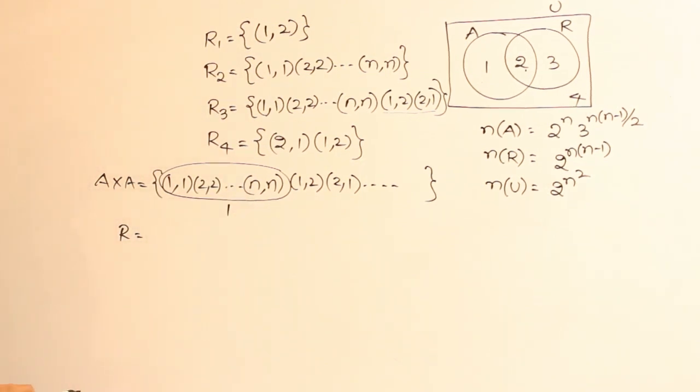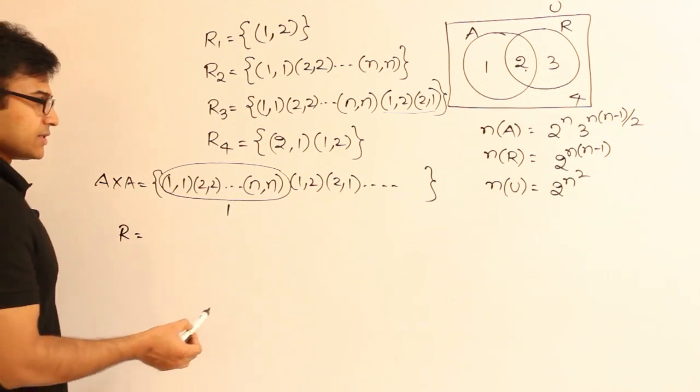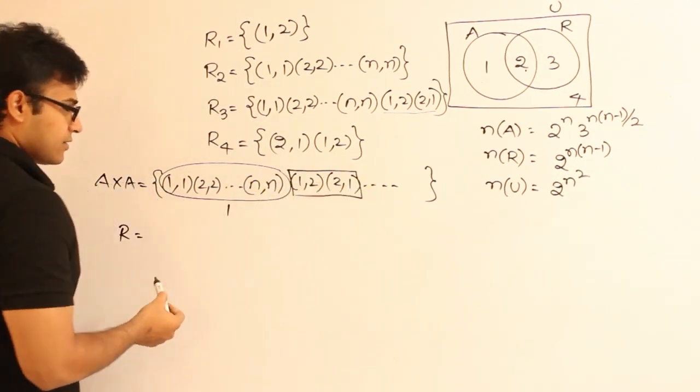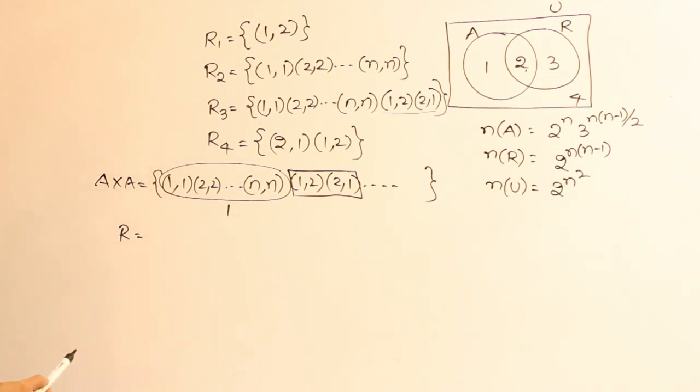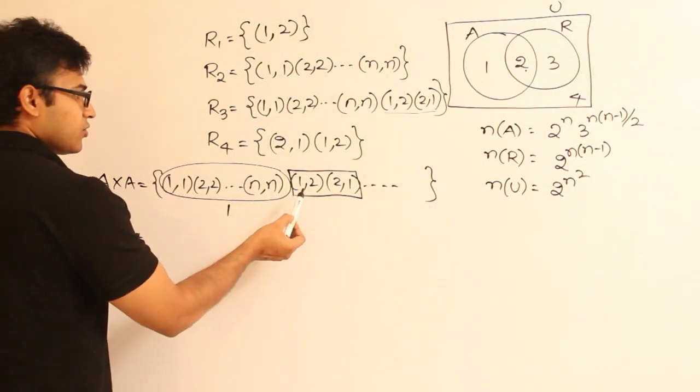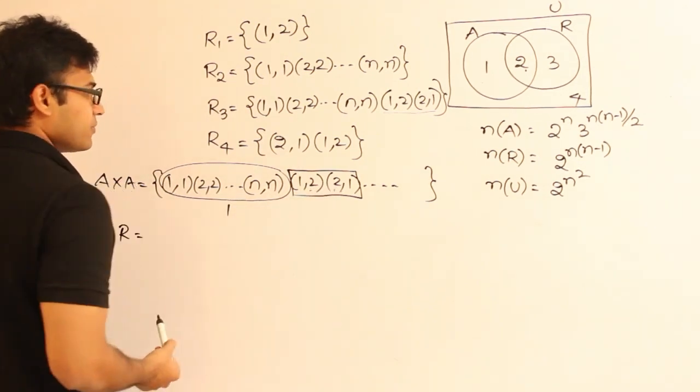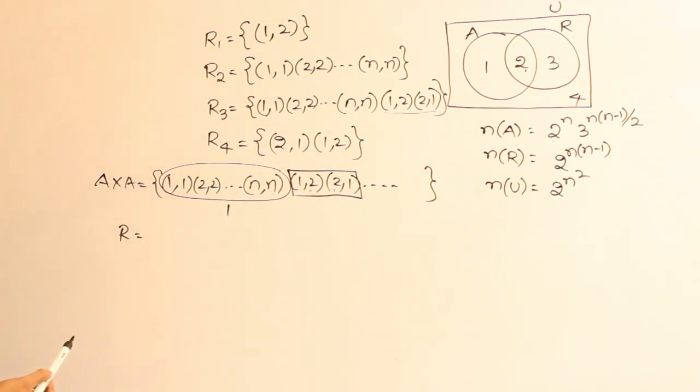And now going towards these non-diagonal elements, you have to pair them up, and each pair is going to give us 3 choices. Why? You can either include the first element or second element or none of them. That is how each pair is going to give us 3 choices, right?